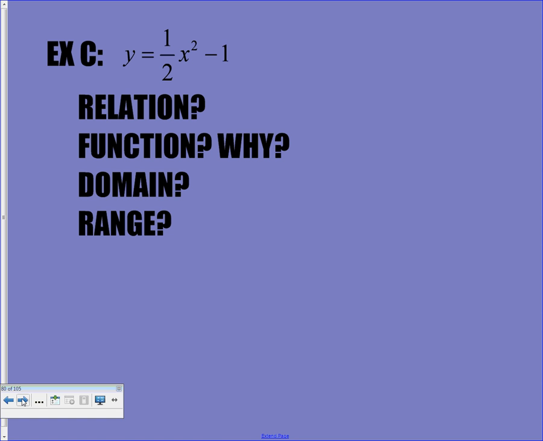Example C says, take a look at y equals 1/2 x squared minus 1. Well, we know a relation is a set of ordered pairs, and if I graph that, that'd be a bunch of ordered pairs, so this is yes. Set of ordered pairs. So if you can graph it, it's also a relation. Now I want to see if it's a function. So I would like to use the vertical line test because I don't have a set of data.